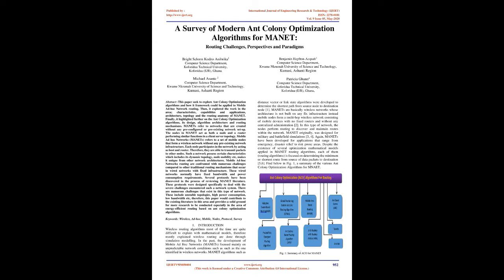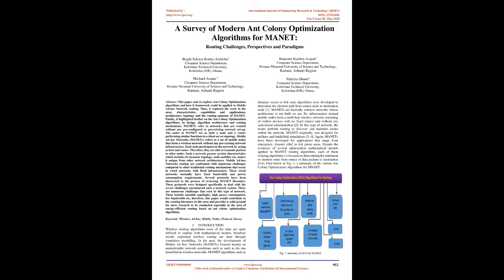Despite the existence of several optimization mathematical models applied in MANET routing algorithms, each of them is focused on determining the minimum or shortest route from source of data packets to destination 5, 6. Find below in Fig 1, a summary of the various ant colony optimization algorithms for MANET. 2. Ant-based control algorithms. 2.1 Ant-based control.